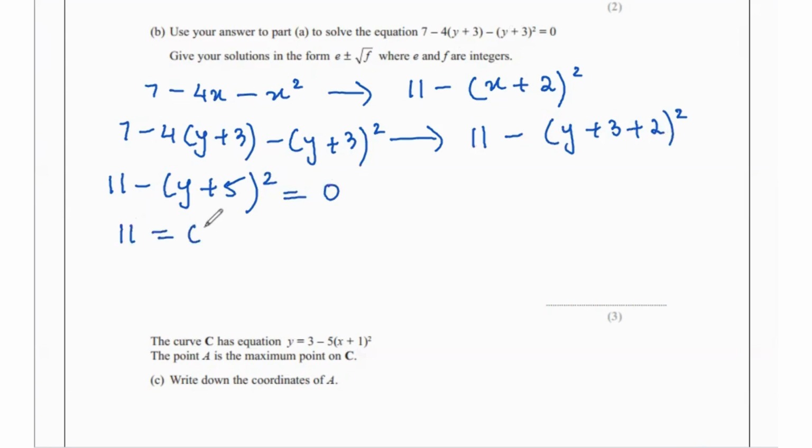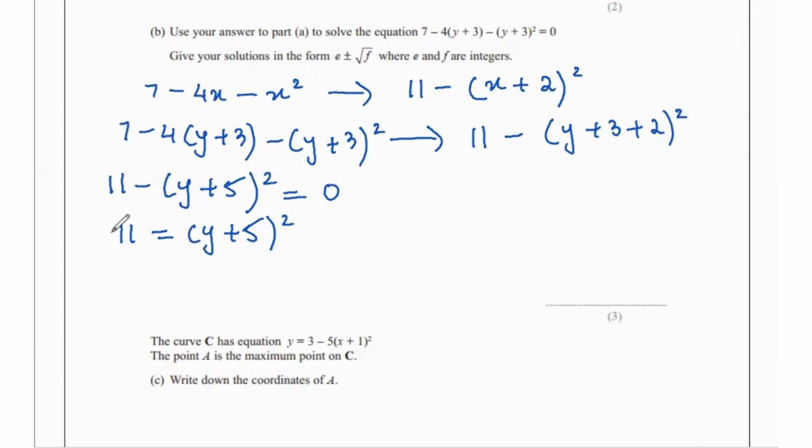11 equals to (y + 5) whole square. The reason why I made the bracket positive is because I have this rule whenever we're trying to find the value of a variable, or we're rearranging the formula to change the subject. I want to make the variable that we want to be the subject positive. That just makes my calculation much simpler.